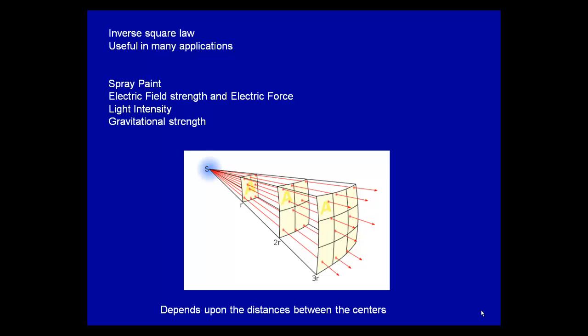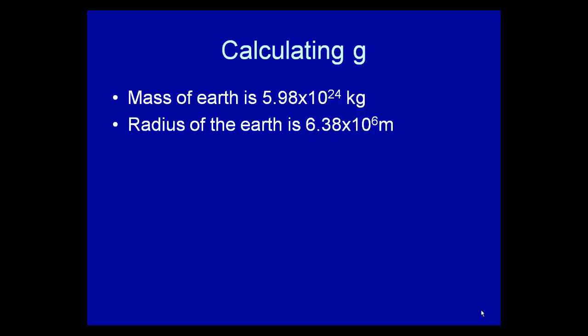So in addition to spray paint, electric field strength and electric force also do the same thing. Light intensity does the same thing, and of course gravitational strength does the same thing. So when you double the distance away from the center of the earth, your weight goes to 1/4 of what it was. So let's calculate G. Again, we know what G is. I've given it to you, but let's calculate it.